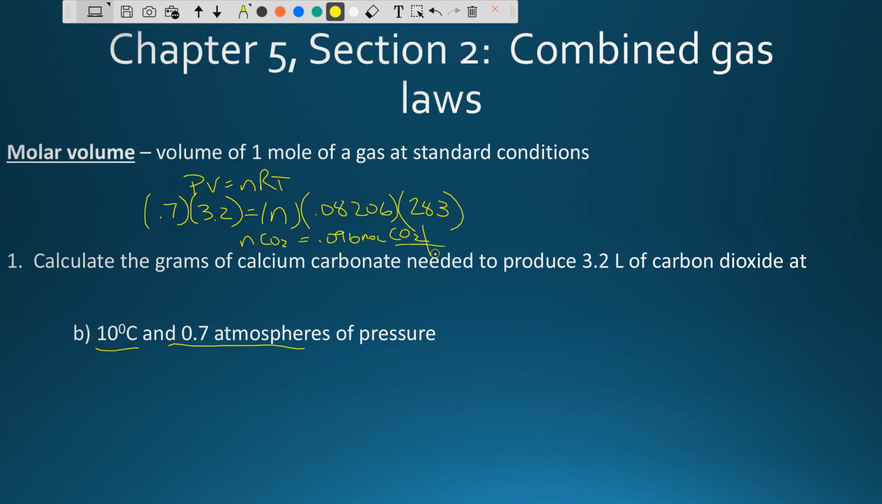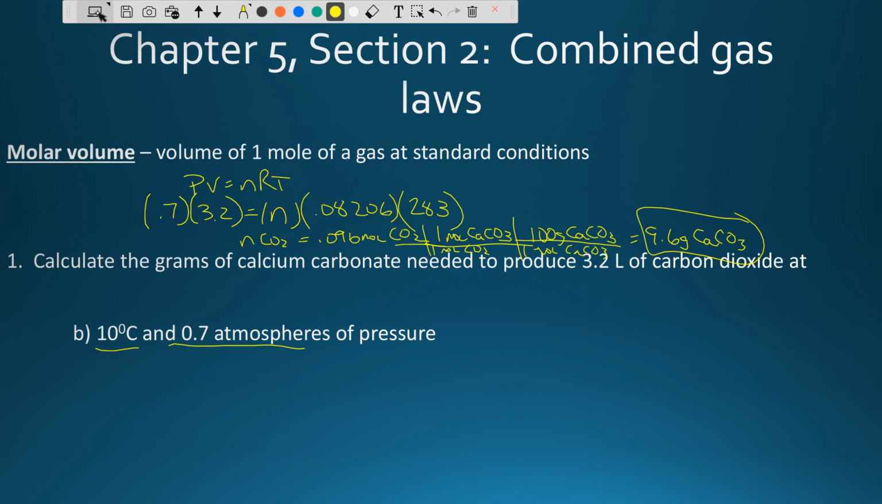And then I would go back and say, okay, 1 mole of carbon dioxide from my balanced equation was 1 mole of calcium carbonate. And then I would say 1 mole of calcium carbonate is 100 grams of calcium carbonate. Okay, and so I would end up with an answer there of 9.6 grams calcium carbonate.